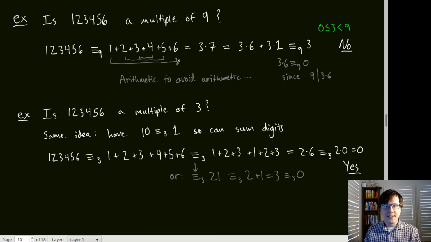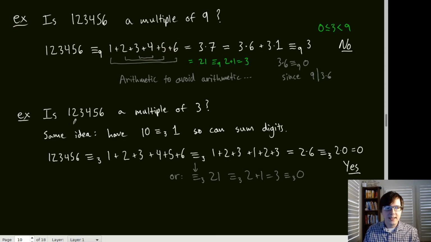Right. So I guess another thing we could have done is been like, well, this is 21, and then using the theorem again, it's 2 plus 1, which is 3. So anyway, it's 3 mod 9 either way.